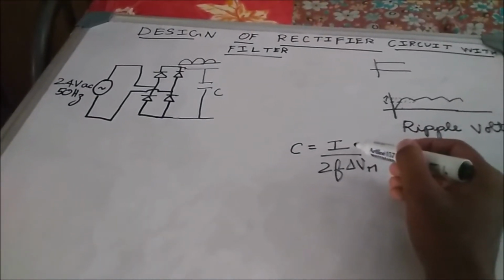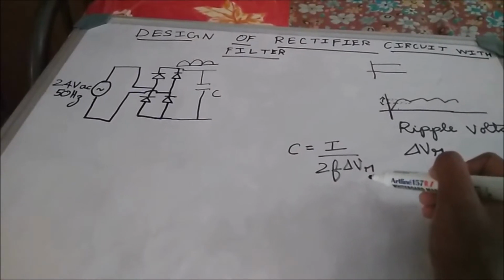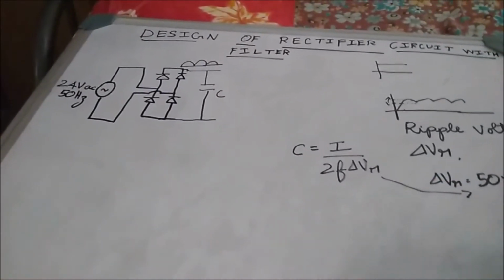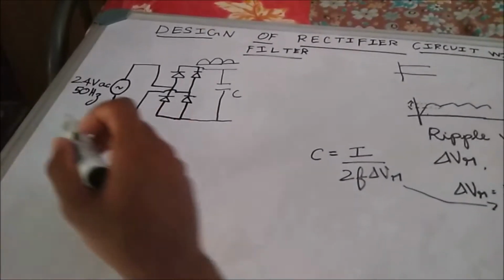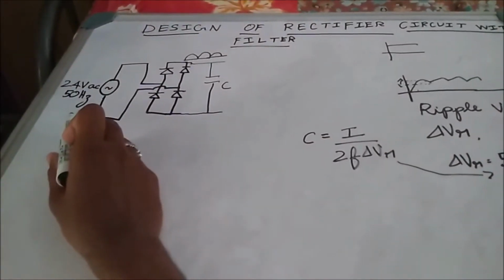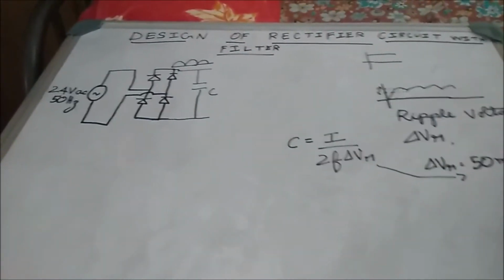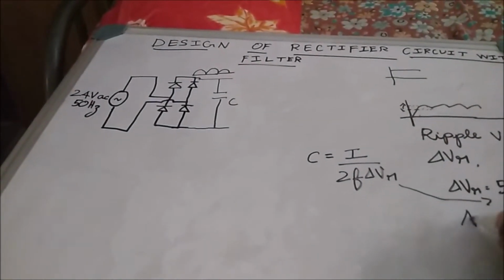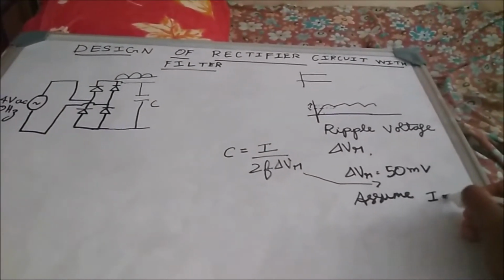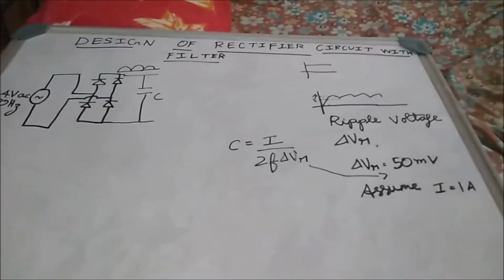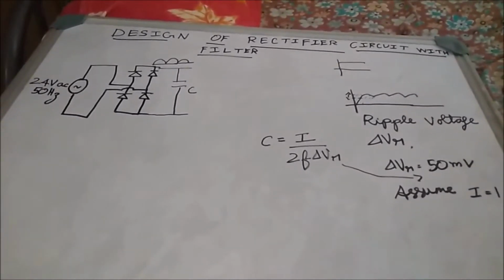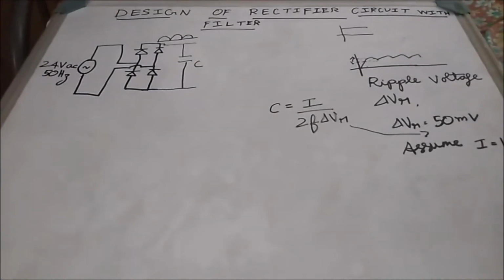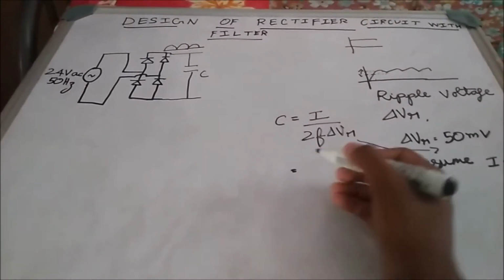I is nothing but the load current. Delta VR is nothing but the ripple voltage, which we have assumed to be 50 millivolt. F is 50 Hertz. Now let us assume the load current to be 1 amp, just an assumption for the sake of designing. So let's calculate the parameters now.